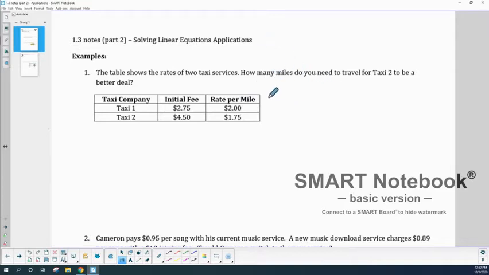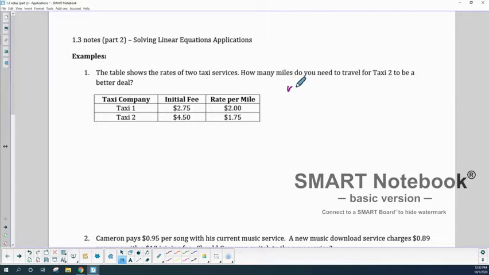And anytime I set up a linear equation, you want to think of two things. You want to think of your rate. And whatever your rate is, that's what you're going to multiply by your variable. So I'm going to call this V for variable. Then you're going to add in your initial, or like your flat fee that you would pay. And that's going to be your total. So this is kind of the setup that I'm going to use for all linear equations problems.